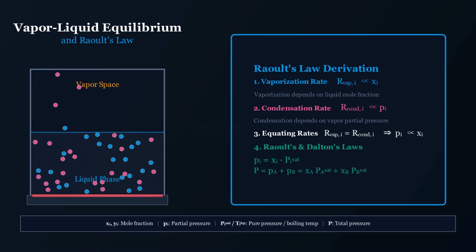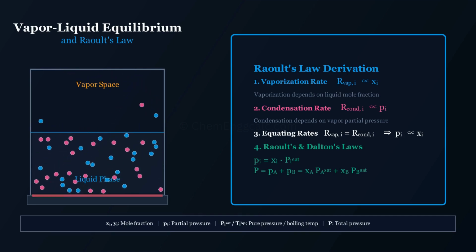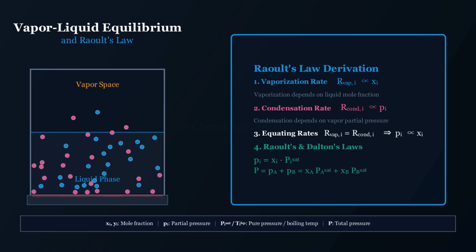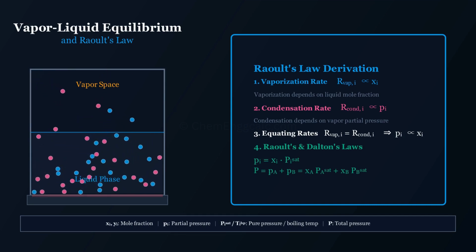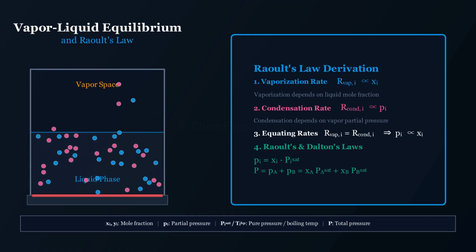By defining pure vapor pressure Pi sat as the pressure when the liquid is pure, we get Raoult's law: Pi equals Xi times Pi sat. Dalton's law then tells us the total pressure P is the sum of these partial pressures.